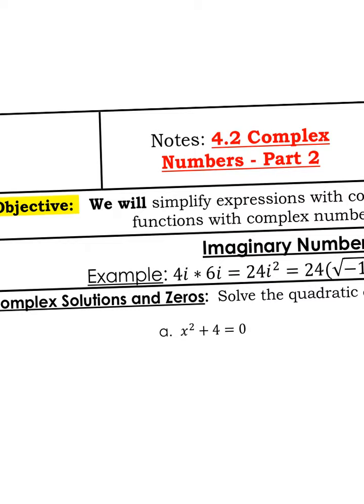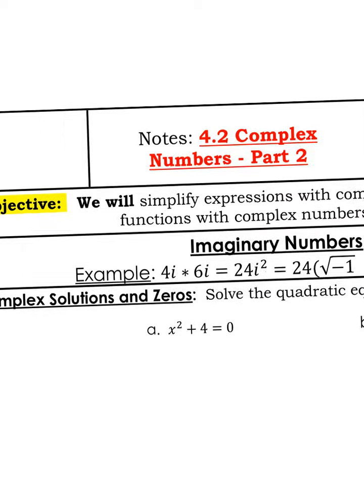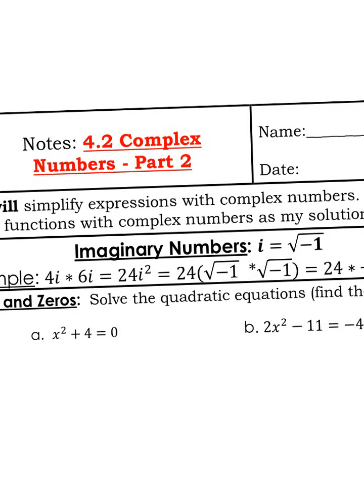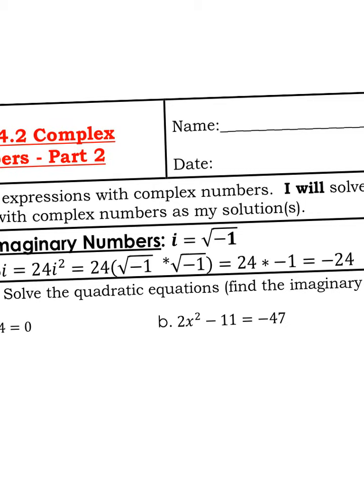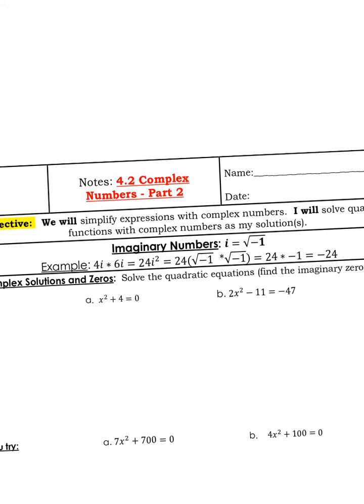So if I did 4i times 6i, that would be 24i squared. And if you squared i, you'd be doing square root of negative 1 times square root of negative 1, which would just leave you with negative 1. And so you'd get 24 times negative 1, and you get negative 24. Okay, so that's just an example. For more detail, make sure you look at my part 1 video.